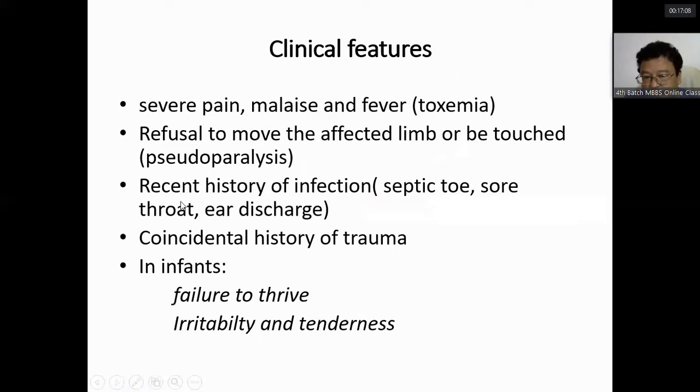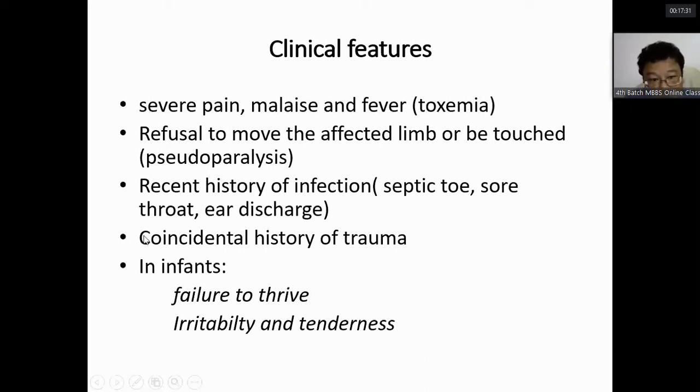And there may be a recent history of infection, maybe a septic toe, sore throat, ear discharge, but in most of the cases, you do not find the primary source, okay? The patient just comes, has pain in the region around the knee, okay, or maybe the shoulder. And you will not be able to find the primary site of infection, okay.